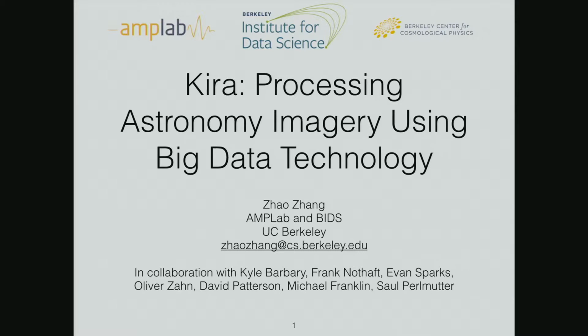we built with Apache Spark and Hadoop. It's a collaboration with my fellow Kal Barbary and Frank, Evan from computer science, Oliver, Dave, Michael Franklin, who is my advisor, and Zhao Promoter, who is the director here.